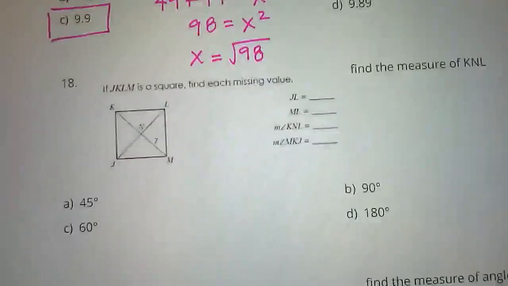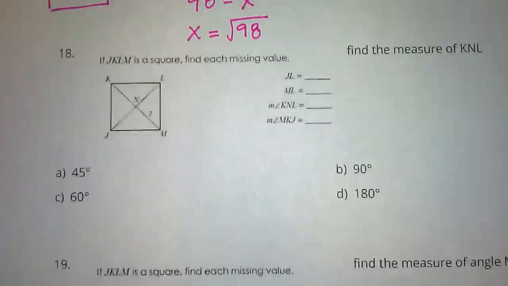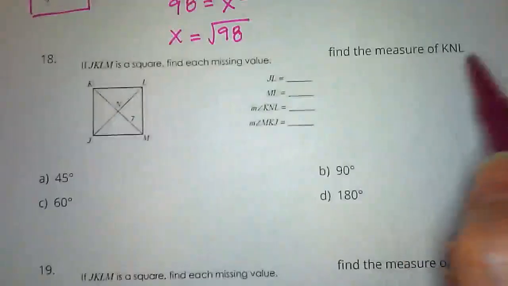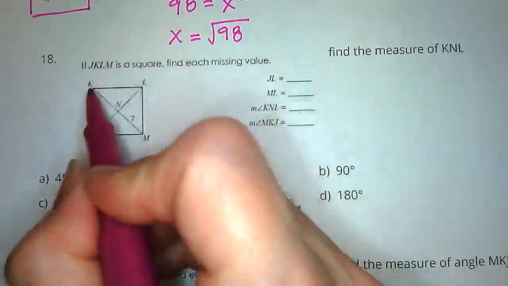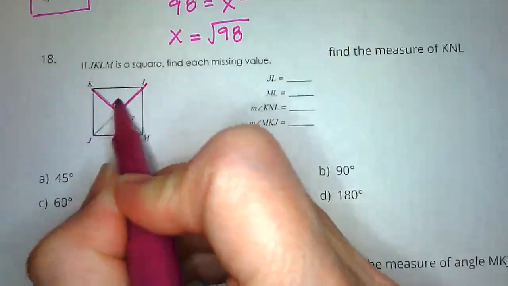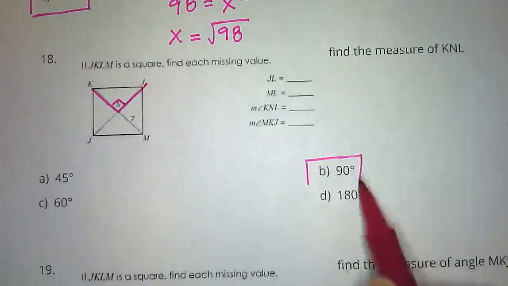All right, next up is the same shape, a square. This time we're looking for K and L. K and L right here is a right angle.